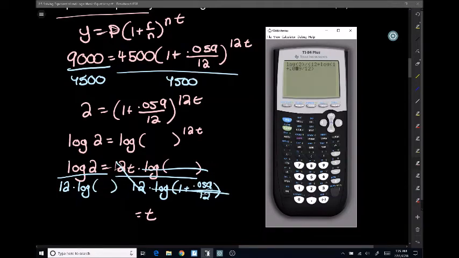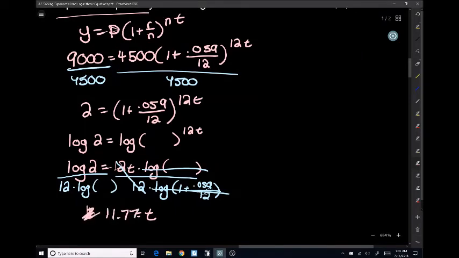And that gets me 11.77. It's going to take about 11.77 years.